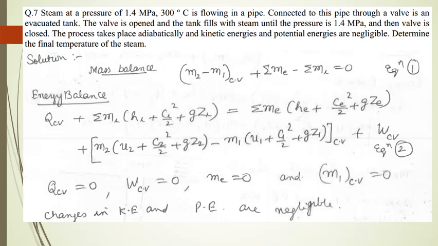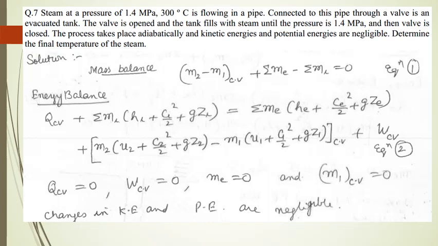So we are having a pipeline. In that pipeline, steam is flowing and the condition of steam is given. That pressure is 1.4 megapascal and the temperature is 300 degrees Celsius. Now, a tank, evacuated tank, means which was not containing anything earlier. So basically, it means M1 is 0. Okay. So this tank is connected to a pipe, to this pipe through a valve.